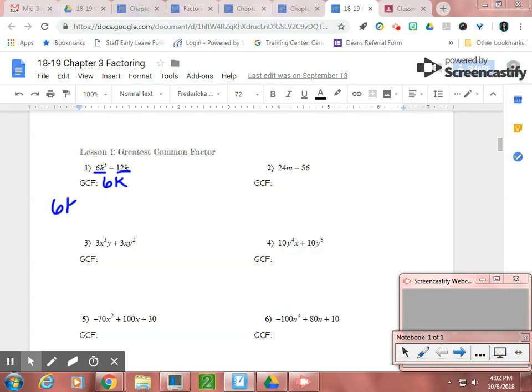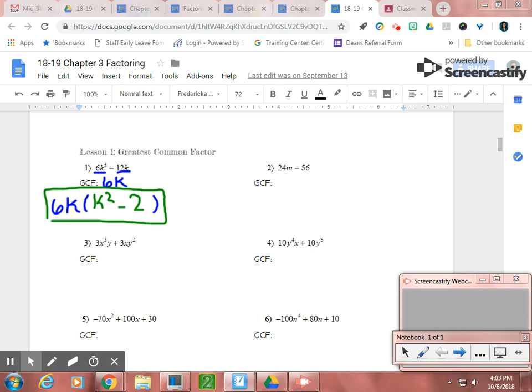So that's going to sit outside. And then inside is going to be what's left when you divide it. So 6 divided by 6 is 1, and when you take out 1k, you have k squared. Then 12 divided by 6 is 2, and then you've totally gotten rid of that k. So this is your answer.